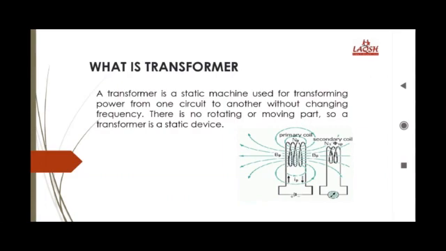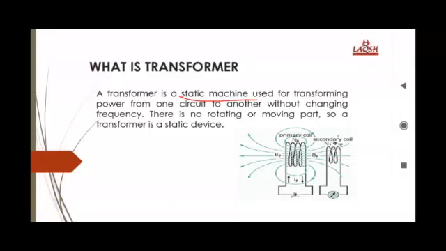After watching this video, you'll be able to know what a transformer is, why it is called a static machine, and what its working principle and construction are. A transformer is a static machine used for transforming power from one circuit to another circuit without any change in frequency. Here, two questions may arise in your mind. The first one is, why is it called a static device? And how is power transferred at the same frequency?